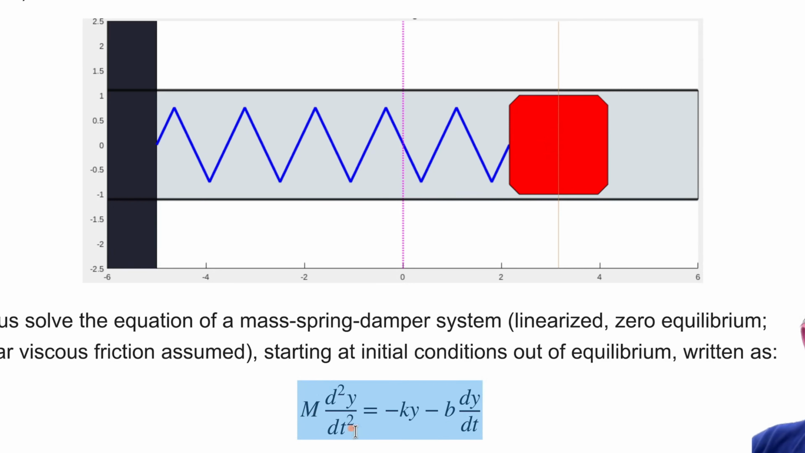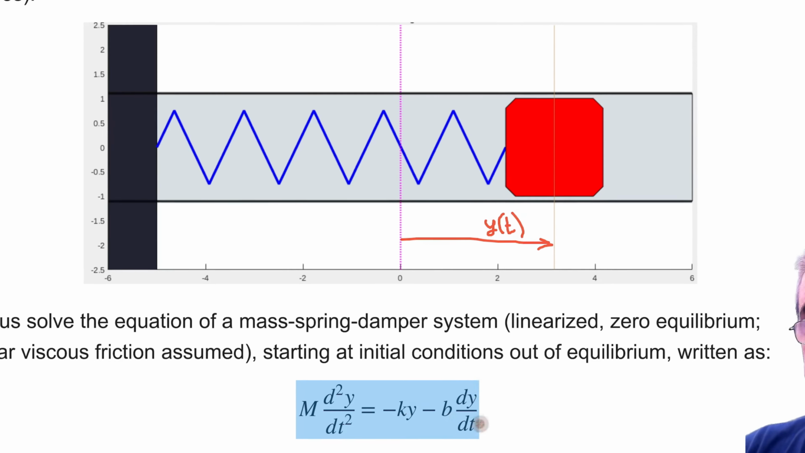Mass times acceleration, second derivative of its position, y of t, equal to resulting force with a spring component proportional to the deviation and the friction component proportional to speed.